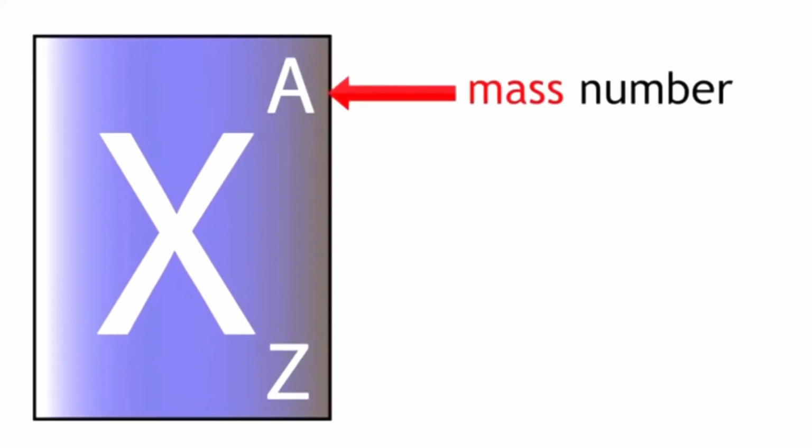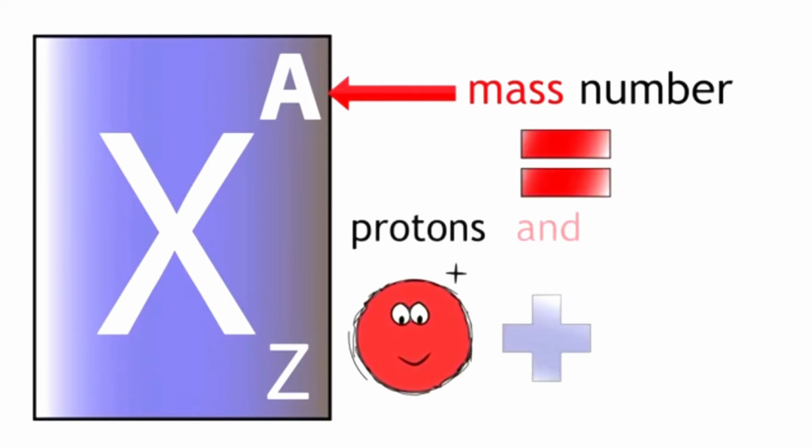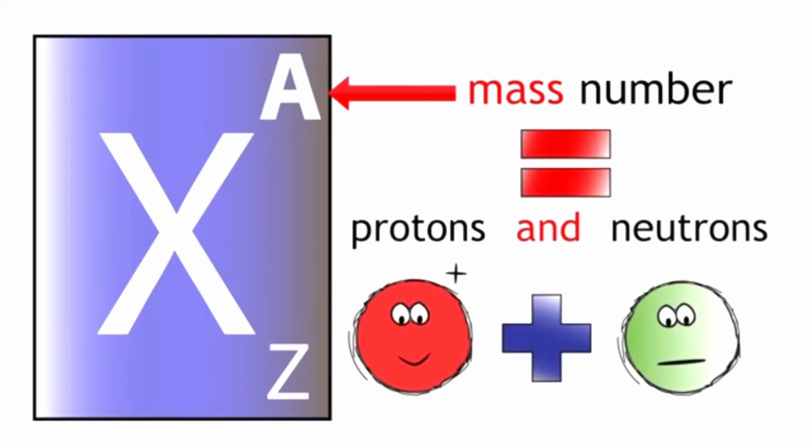The next number we look at is the mass number. The mass number has a symbol A. The mass number tells you how many protons and neutrons are in one atom of an element.